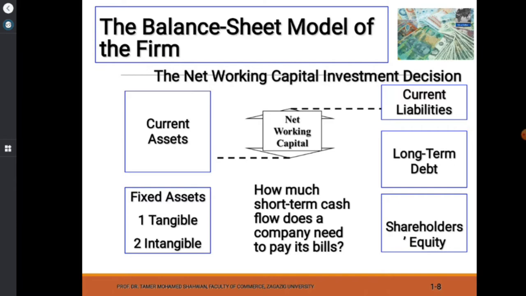Therefore, the net working capital investment decision is very important to determine how much short-term cash flow the company needs to pay its bills. Otherwise, the company has a liquidity problem and it could affect its existence in the future.